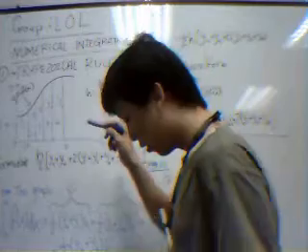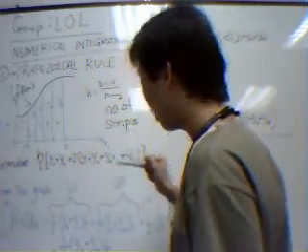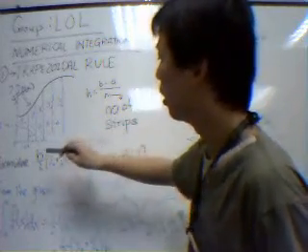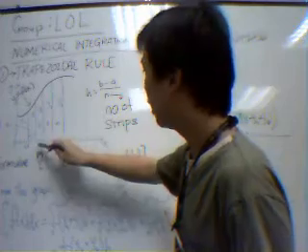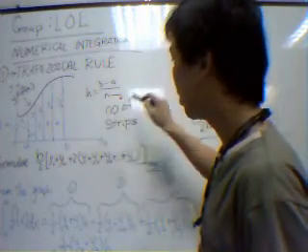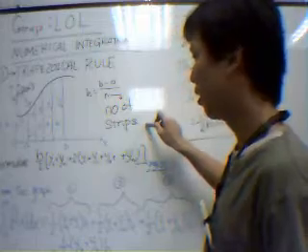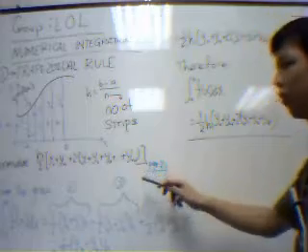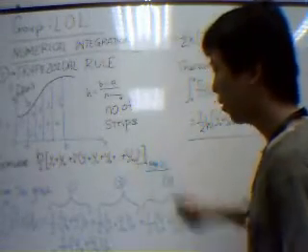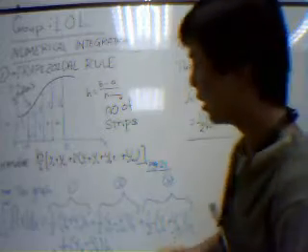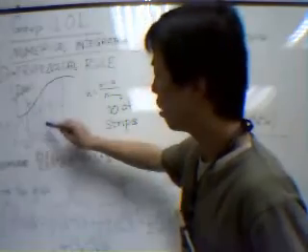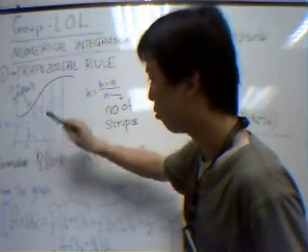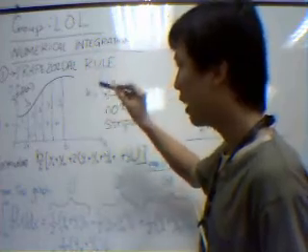Next, we need to find the width of each strip. The h is equal to (b minus a) divided by n, which is the number of strips. There's a formula for the trapezoidal rule. You can find it in your formula book, page 21. From the graph, we can see that number 1, 2, 3 and 4 represent 4 trapezia, which are trapezium 1, 2, 3, 4.